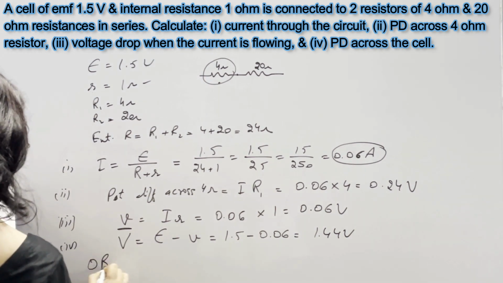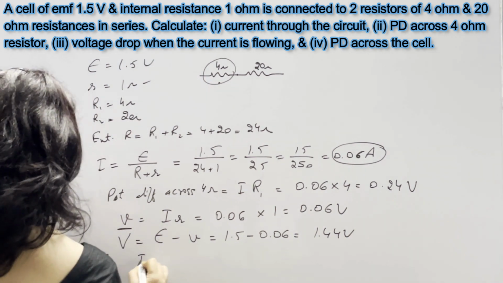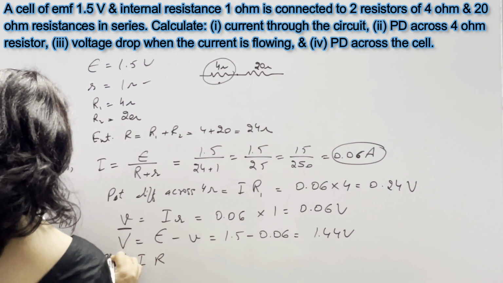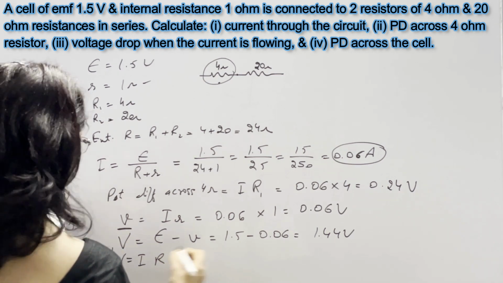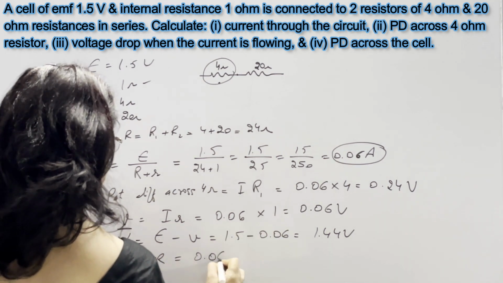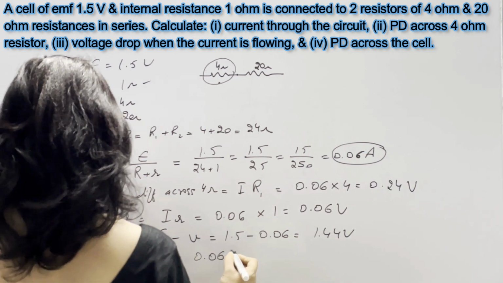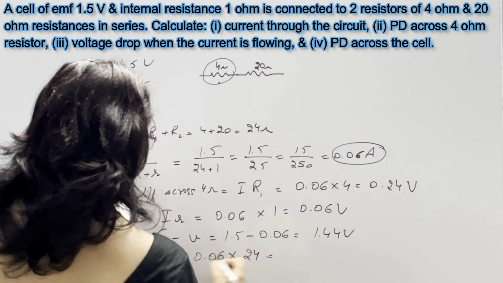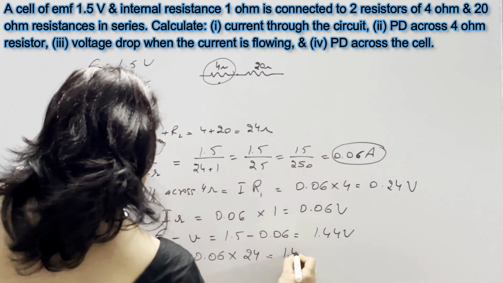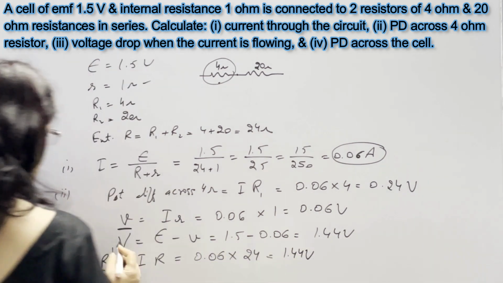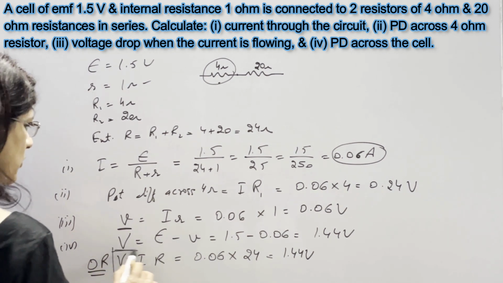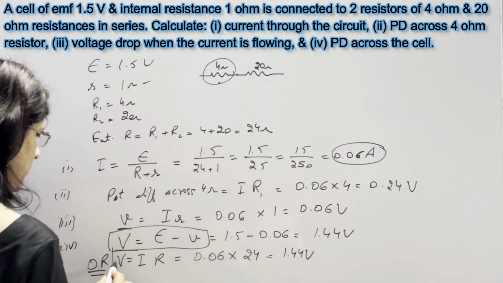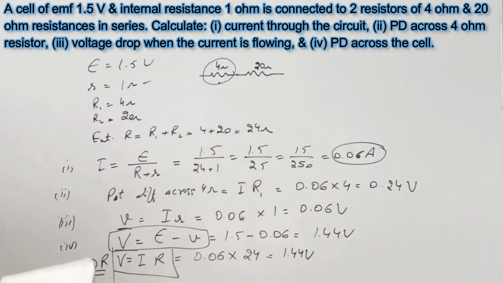Or you can also calculate this by the method I into R. V is equal to I into R. I is 0.06 and R, it means the external resistance in the circuit, is 24. If we multiply these two, we will get the same value, 1.44 volt. You need to use only one method. Either you can use this formula or you can use this formula.